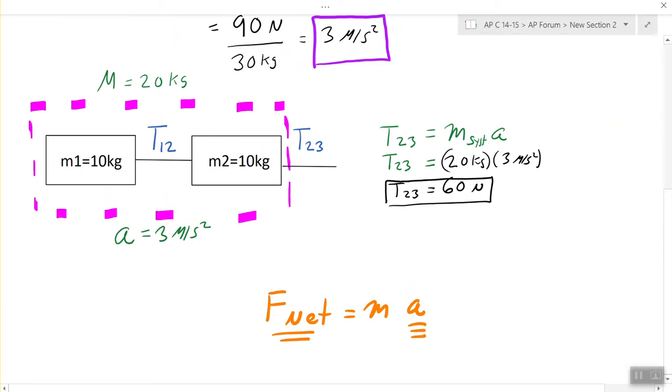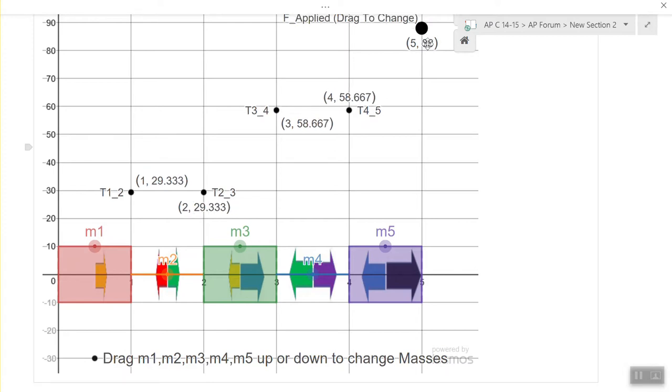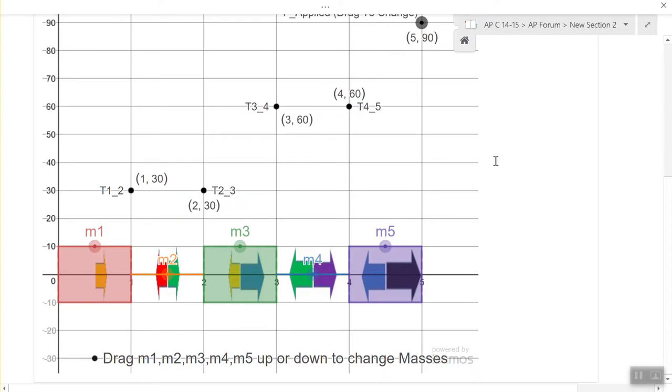If all that sounds confusing, I made a Desmos simulation to show us what this looks like. So what's going on here? This is a little Desmos model I made. And these are the trains. So this is 10 kilograms, this is 10, this is 10. You can adjust it. We're applying a force of 90, which, by the way, we can change by just dragging it up or down. And you get a tension of 60 newtons and 30 newtons for an applied force of 90, just like we expected.